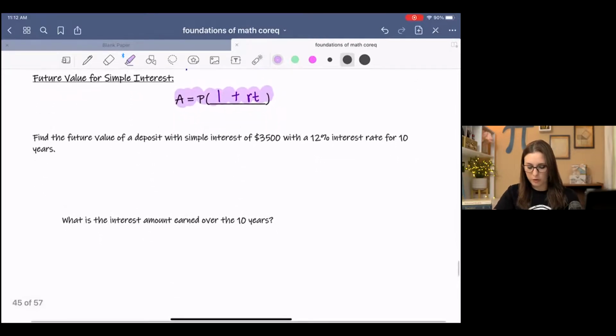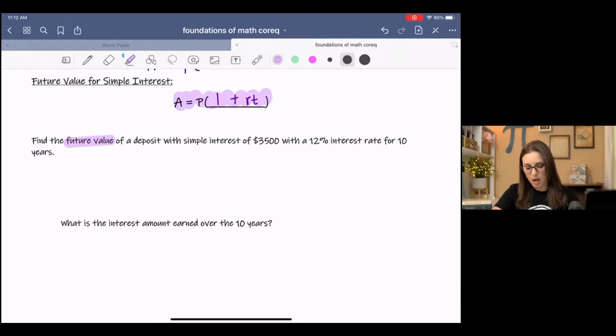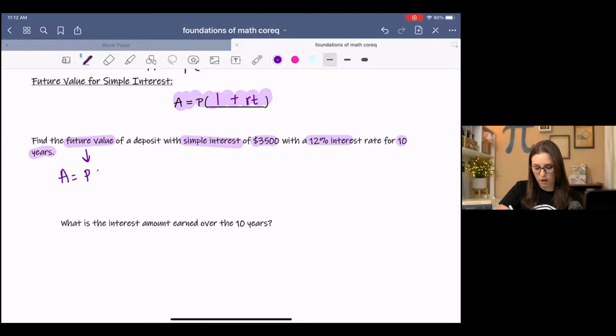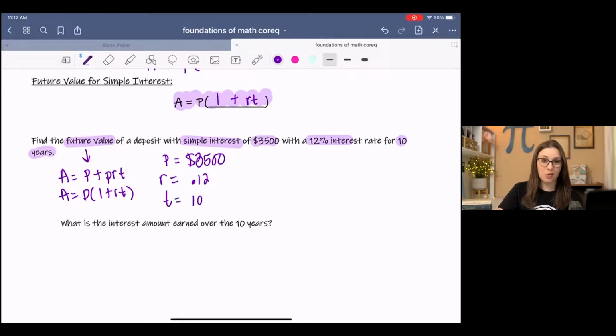For example, find the future value of a deposit with simple interest of $3,500 at 12% interest for 10 years. So we know that the formula for future value is either one of these. And we also know P, R, and T. So now we have everything we need to plug into the formula.